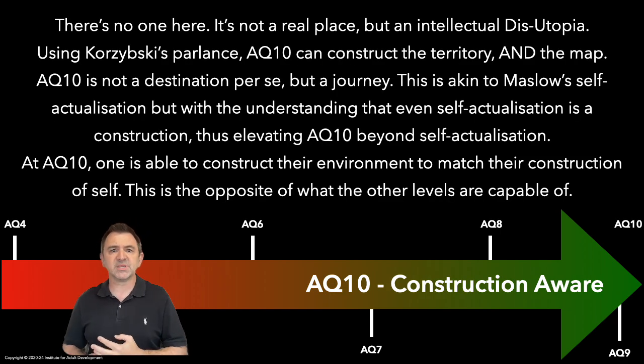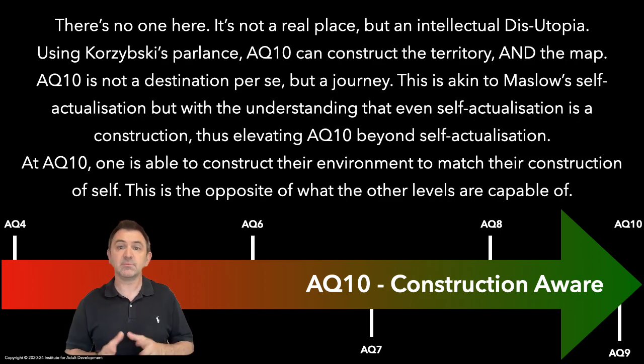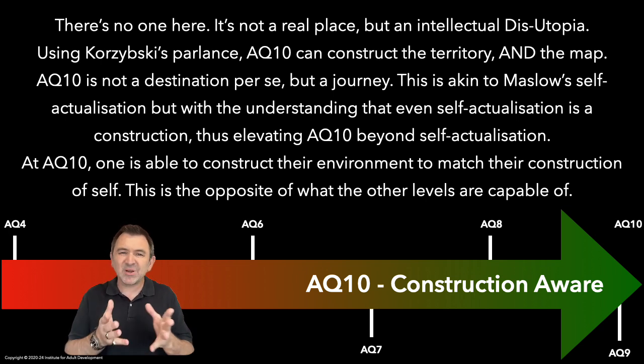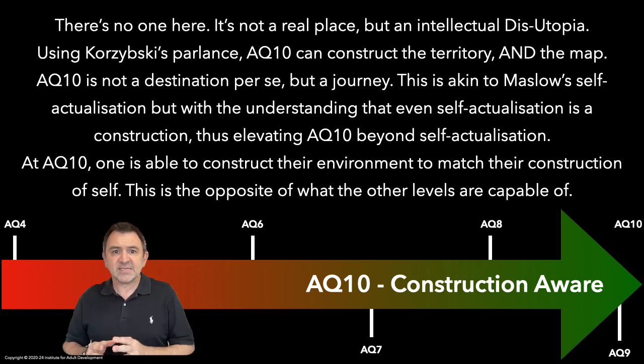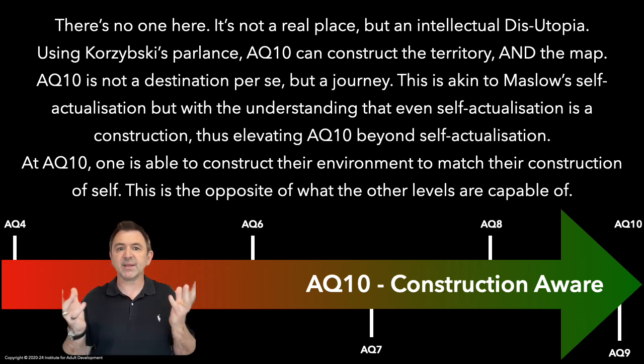So using Korzybski's terminology, AQ10 and 9 can construct the territory, not just the map. But in reality, there's no one here. It's not a real place. It's an intellectual dystopia, okay? This is akin to Maslow's self-actualization, but with the added understanding that even self-actualization is a construction. And Maslow made it all up anyway, without ever having met anybody who he claimed he thought was self-actualized.